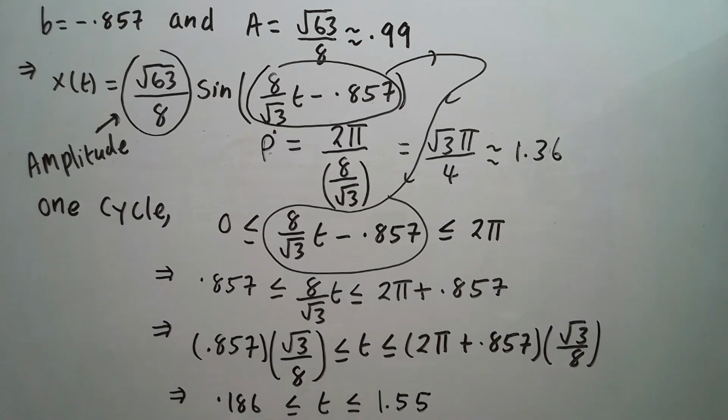I'm going to call the 0.186 x1, and I'm going to call the 1.55 x5. I'll explain why in a second here. Okay, so calling the 0.186 x1 and the 1.55 x5 ran out of space, so let me erase a few things and we'll keep going.